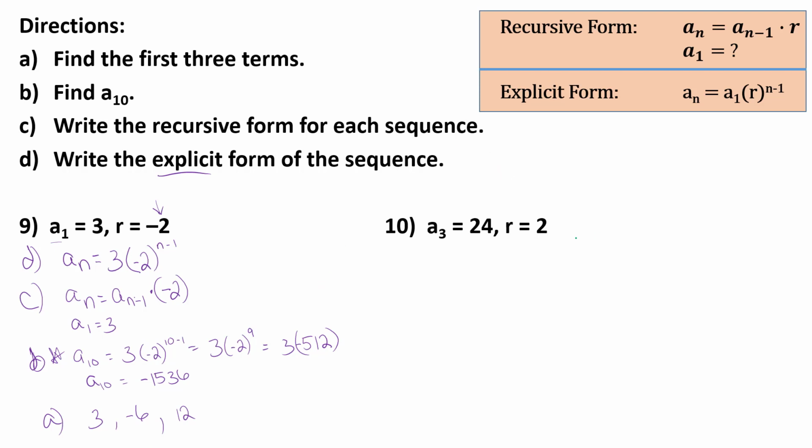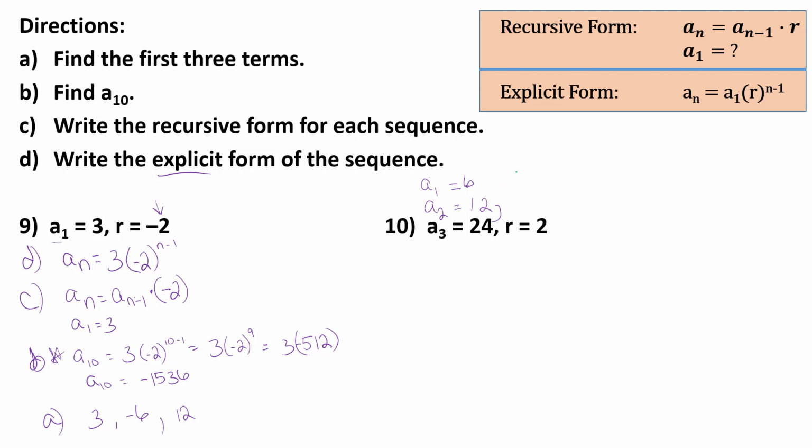All right, let's do it again. a sub 3 is equal to 24. Well, this presents a slightly different dilemma. We don't know a sub 1. But hopefully you're picking up the pattern that these are multiples. We could certainly say, hey, divide by 2 so that I can figure out what number I multiplied by 2 to get 24. So a sub 2 would be 12. Well, a sub 1 then, we would divide by 2 again, and we would get 6. So we found our first 3 terms.